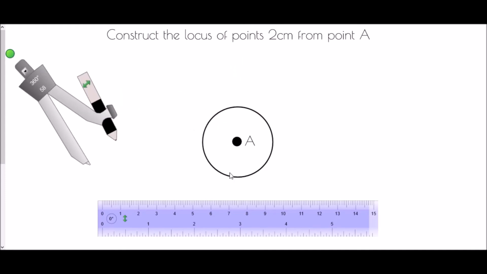This circle here are all 2 centimeters away from point A. If you took any point on that circle and marked it, you could measure the distance and it would be 2 centimeters, no matter what. And so a locus generally requires a compass to give us the distance from a certain point.